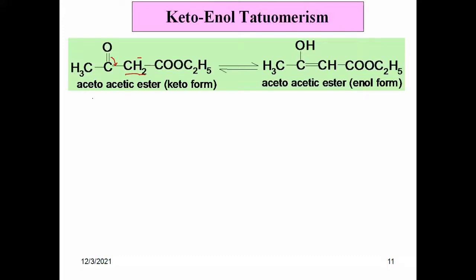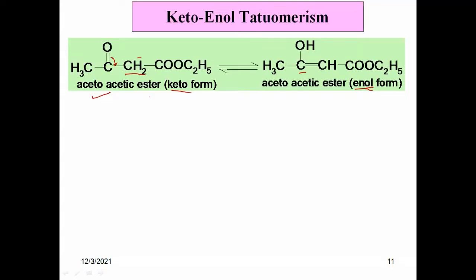Here this first form is called the keto form because there is a keto group. While the second form is called the enol form because an OH hydroxy group is attached to the double bonded carbon. En means double bonded carbon, ol means alcohol. Here the OH group is attached to the double bonded carbon. This is called the enol form. Actually, both are acetoacetic ester, both are the same active methylene compound. But the first is the keto form and the second is the enol form.